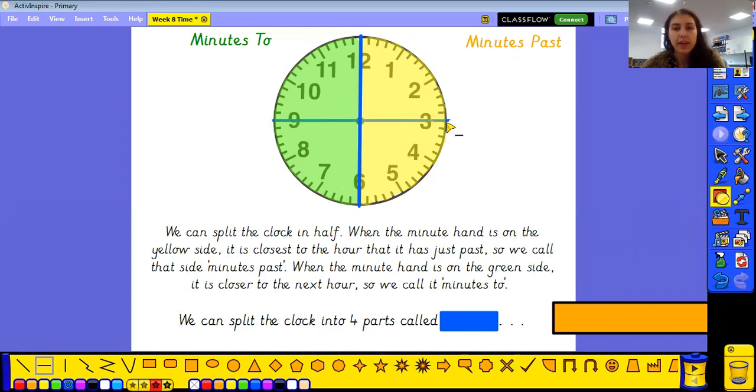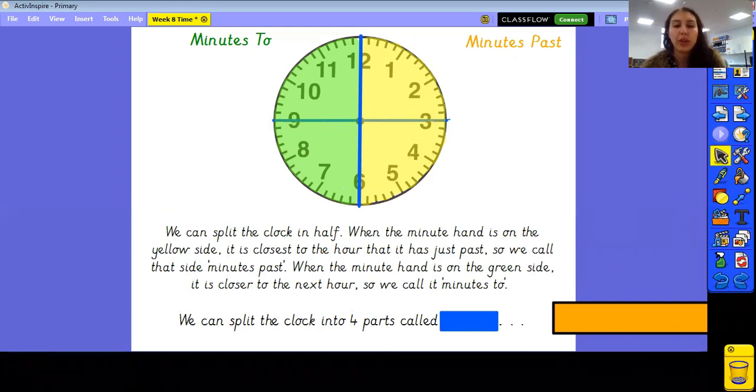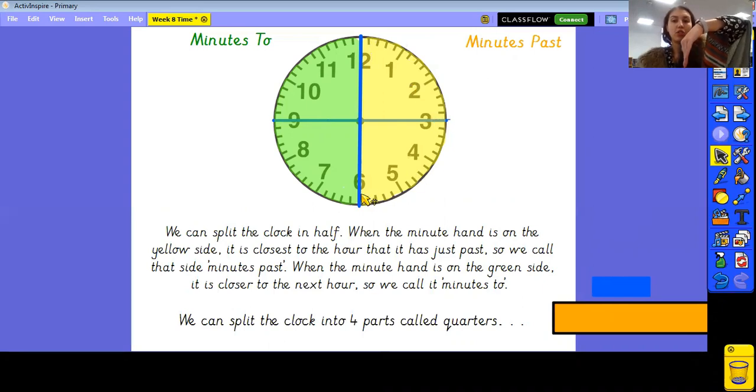Well done if you remembered that 4 parts is what we call quarters. Super. So you can see now that when our blue hand moves from here to here, it has moved 1/4. And when it has moved from there to there, it has moved 2/4, which we know is equivalent to half. So here, as there to there is another quarter, and there to there is another quarter. So you can see now that we've split our clock into quarters.